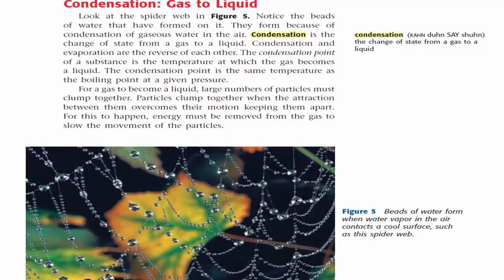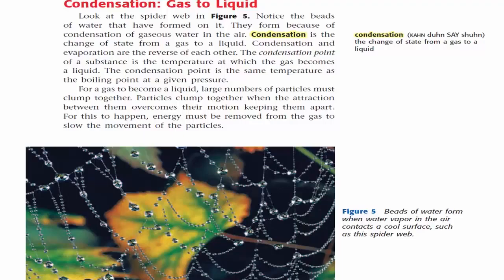Condensation, gas to liquid. Look at the spider web in Figure 5. Notice the beads of water that have formed on it. They form because of condensation of gaseous water in the air. Condensation is the change of state from a gas to a liquid. Condensation and evaporation are the reverse of each other. The condensation point of a substance is the temperature at which the gas becomes a liquid. The condensation point is the same temperature as the boiling point at a given pressure.